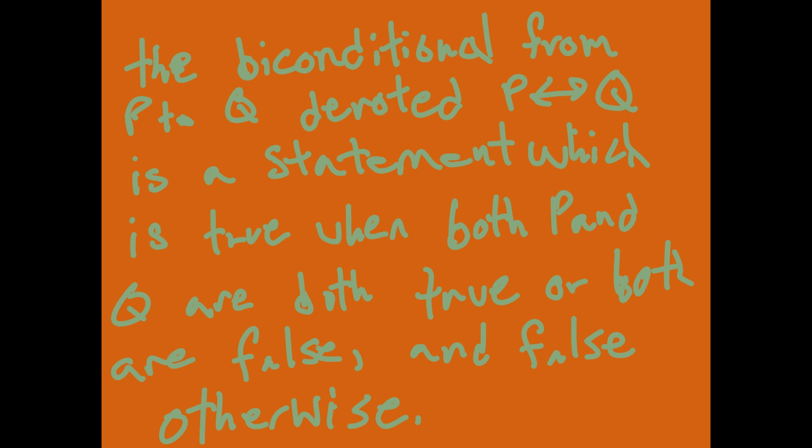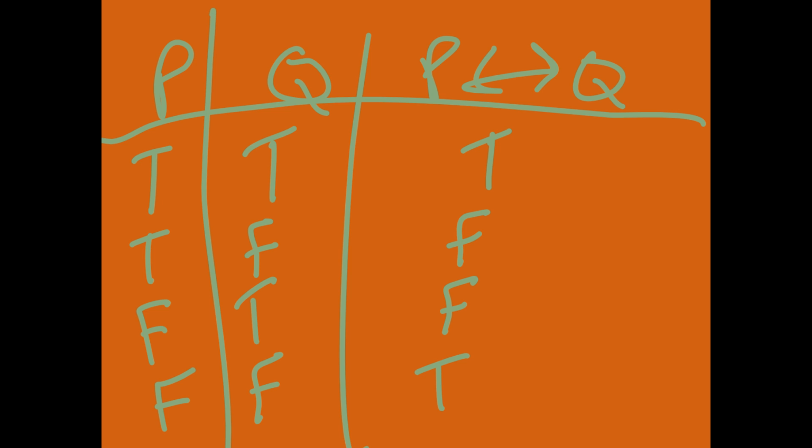It's denoted as P with double arrows in between the P and Q, and it's a statement that's true when P and Q are both true or they're both false, and otherwise it's false. So if we look at the following truth table, we can have P and Q both true, in which case the biconditional of the two will be true. If P is true and Q is false, the biconditional is false. If P is false but Q is true, the biconditional is still false.